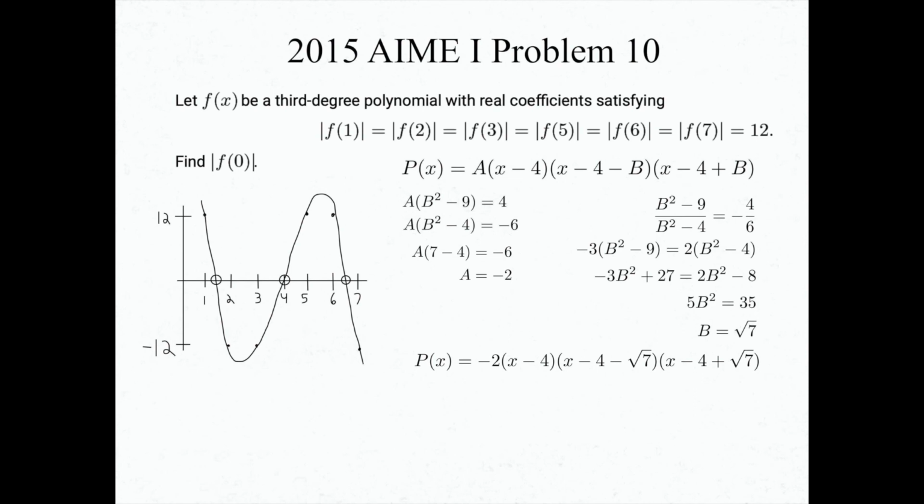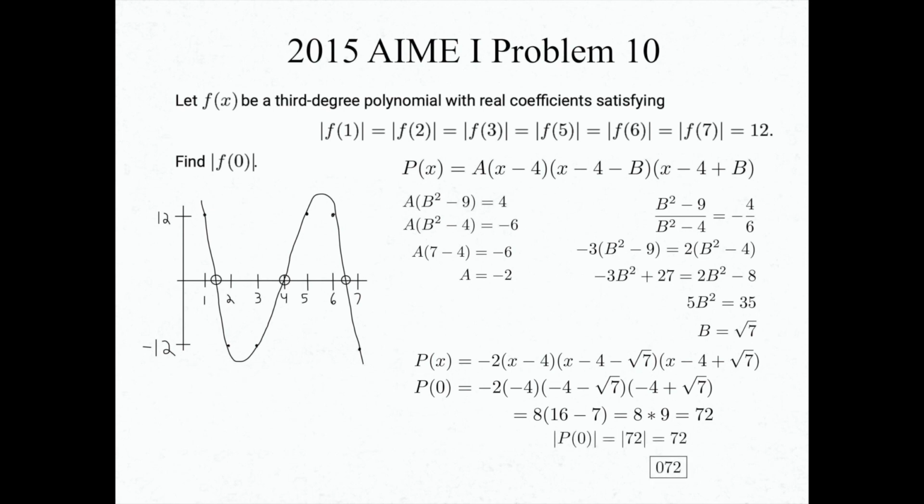The problem now asks us to find the absolute value of f(0). So, plugging in 0, we see that f(0) is equal to 72. But we want to find the absolute value of this, which is just 72. Now, the reason why we need to take the absolute value, as I previously mentioned, was because if we initially flipped the signs of all the values, so that positive 12s became negative 12s and so on, our answer would have come out to be negative 72. Therefore, our final answer is 072, and we are done.